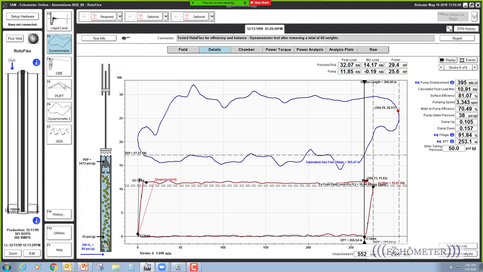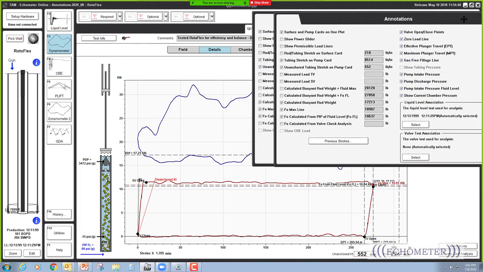And you can see this little drop in load right here. That's probably the release of mechanical friction. And see that vertical line? That vertical line is mechanical friction. So this drop in load is that right there. That's the release of mechanical friction.